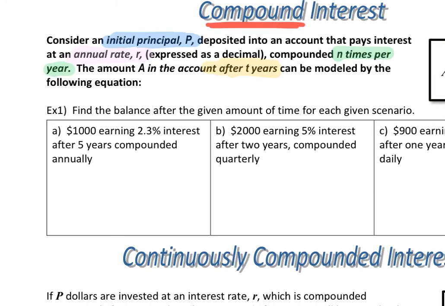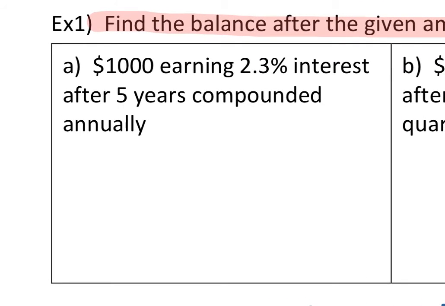So each of these questions is asking you to find the balance after the given time. So that's at the end of the 10 years, if I had started with $1,000, that question, what is the balance on the account? What is the total amount of money that you have in the account at the end of the given time period? So here I have $1,000 I've put into a savings account that earns 2.3% interest, and it's compounded annually.